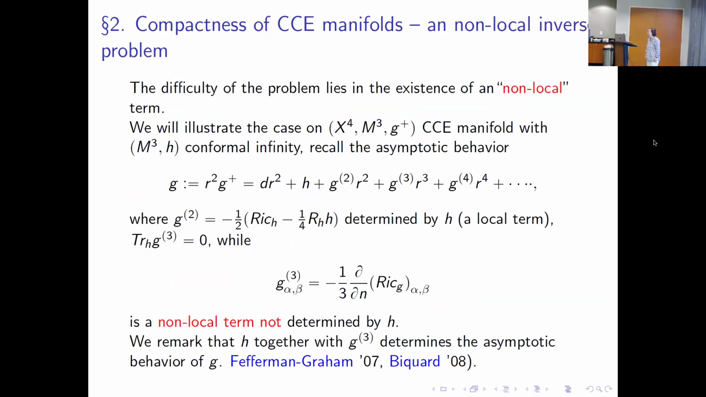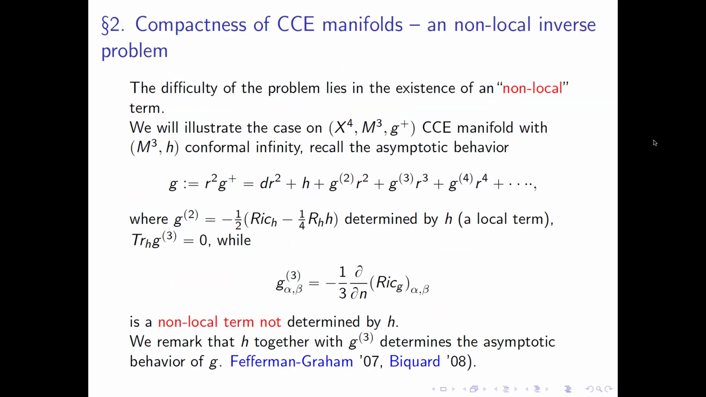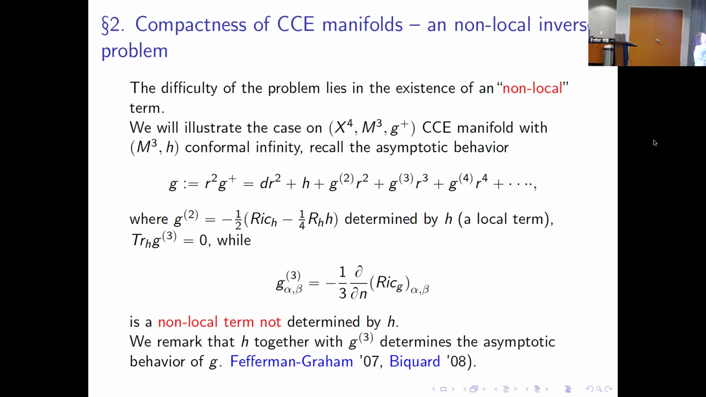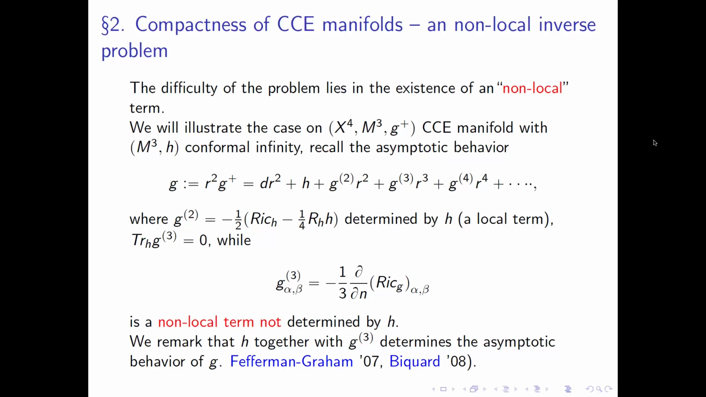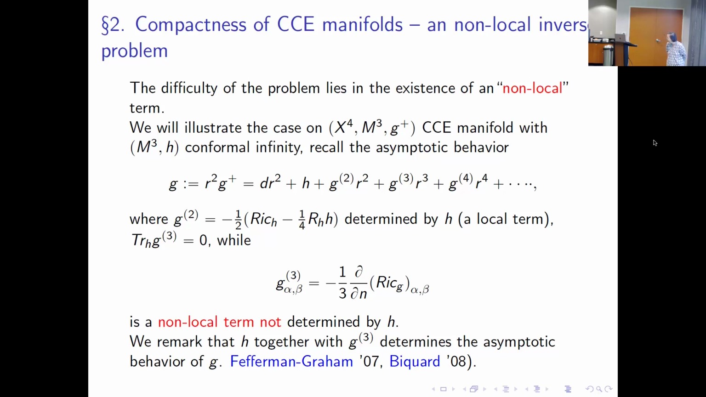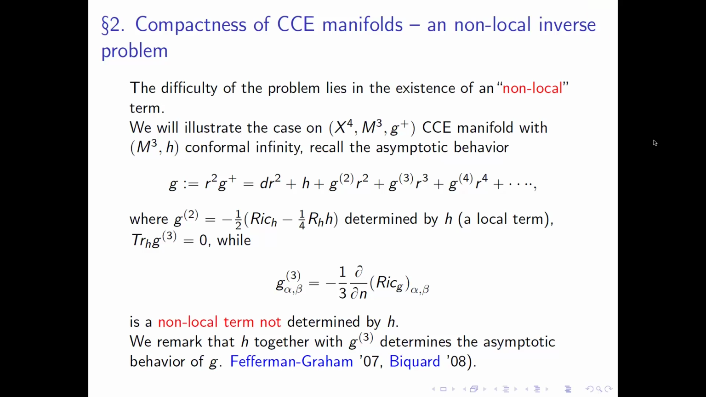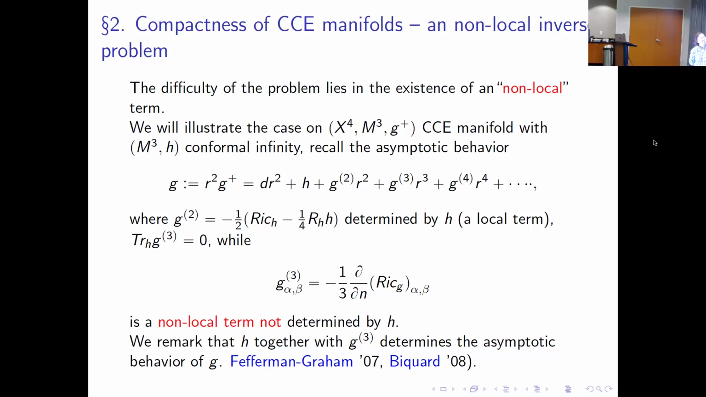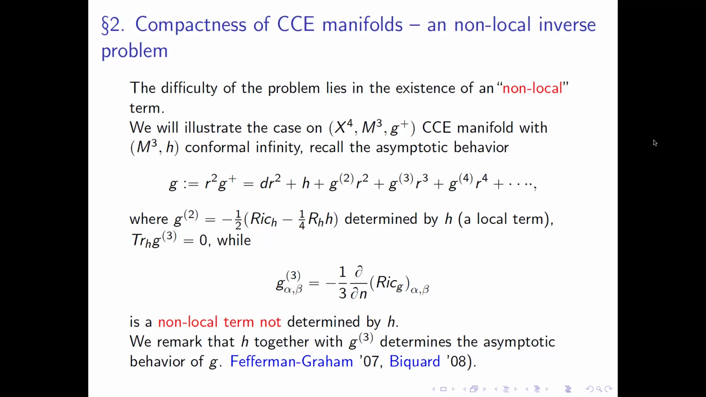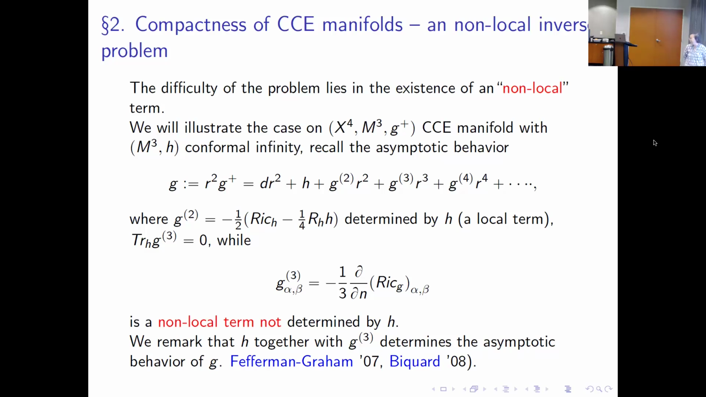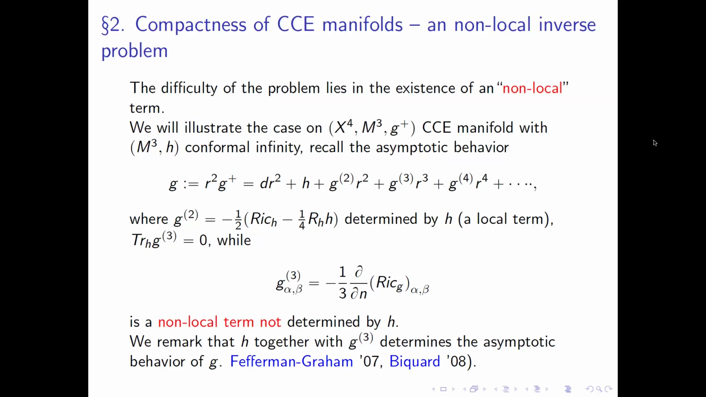Now let me say what is one of the difficulties of answering this compactness problem. Let me restrict to four-manifold boundary. In this case, there is this asymptotic expansion of the compactification. The first term is dr squared. The second term is r squared, and then you have r cubed.